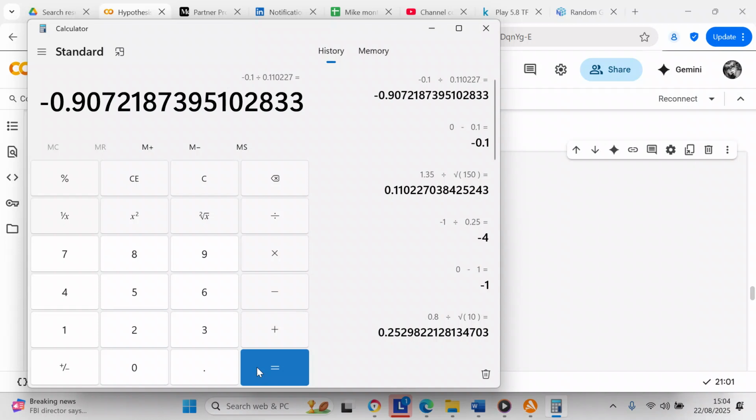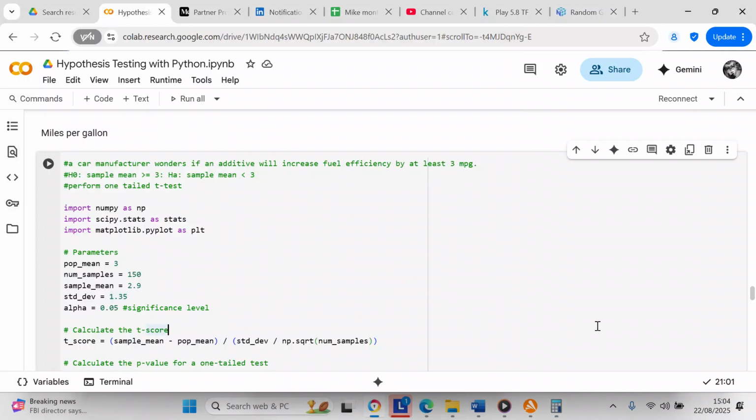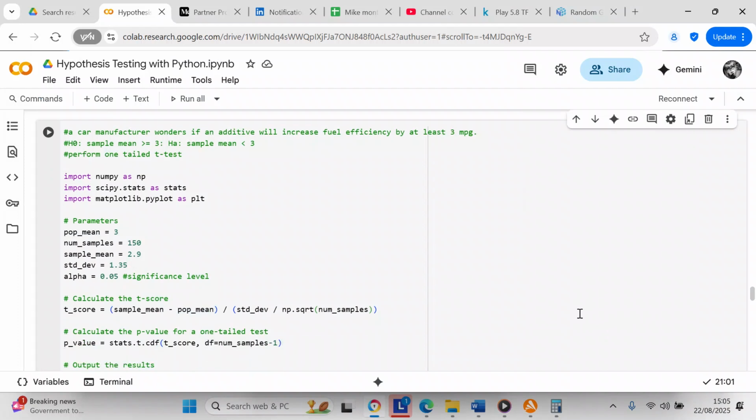So we've got a t-score. We think that is a t-score of negative 0.907. And obviously, Python is a much better mathematician than I am, so I hope I didn't get it wrong.